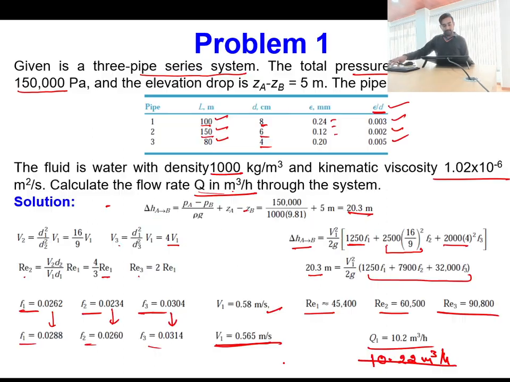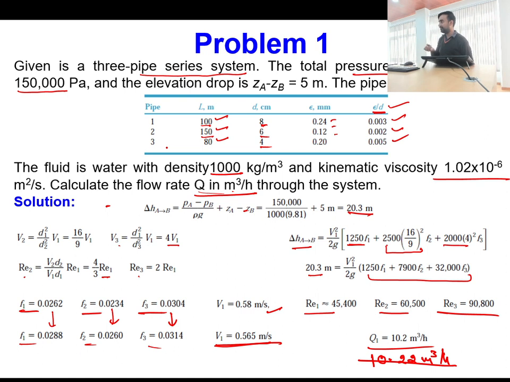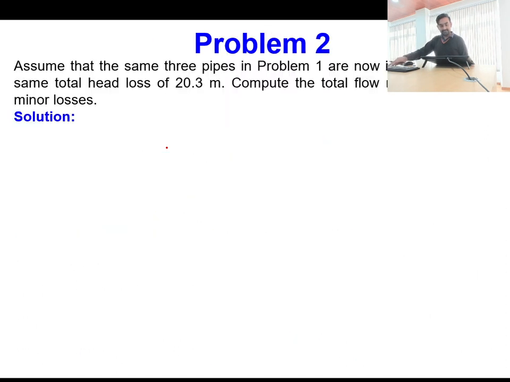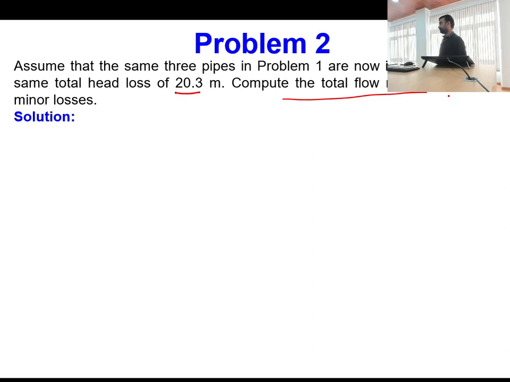So if you recall from the previous lecture, you can see this was the table. So these are the three different pipes. In problem number 2, we are also considering the same set of three different pipes, but the only difference is that now these are in parallel arrangement with the same total head of 20.3 meters. And what we have to do is compute the total flow rate Q neglecting the minor losses. So can you tell me how to approach this problem?